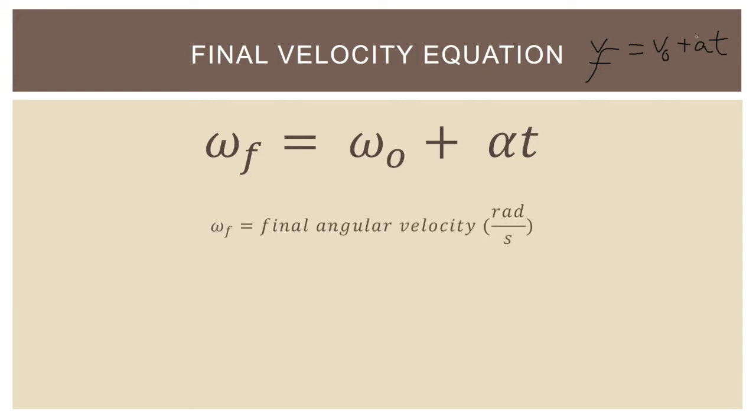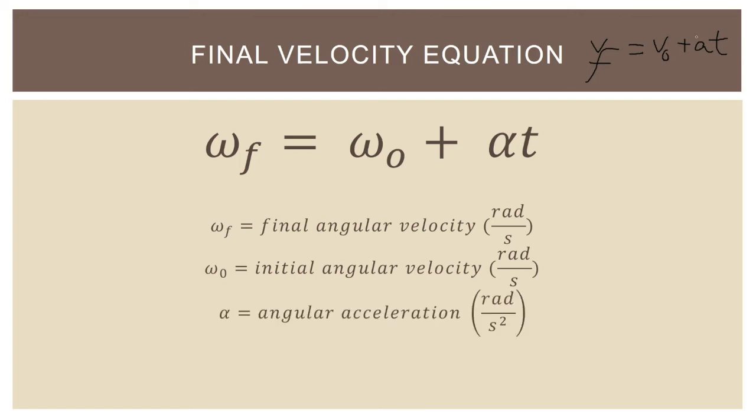And so in this equation, omega final equals the final angular velocity measured in radians per second. Omega naught equals the initial angular velocity measured in radians per second. Alpha is the angular acceleration measured in radians per second squared. And of course, t is the time measured in seconds. Take a second to pause this video here and write that down. When you hit play, we'll move on.